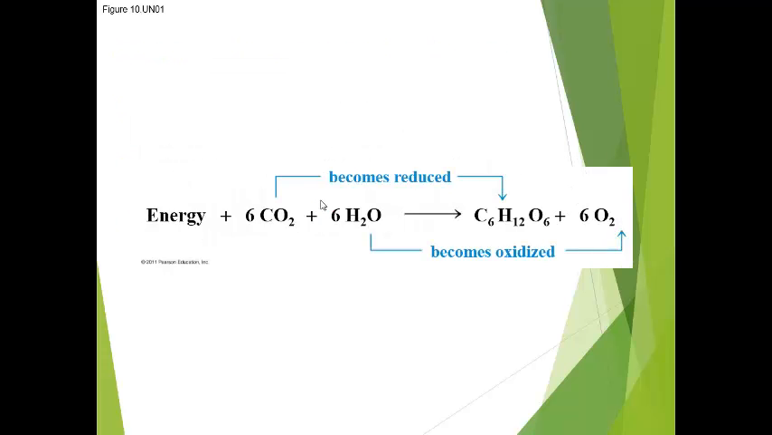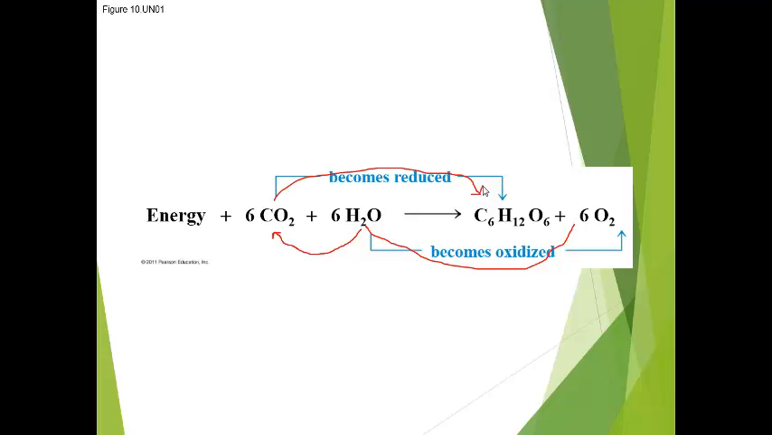Here we see overall what's happening. Water is going to be oxidized, carbon dioxide is going to be reduced. So the electrons are going to ultimately go from water over to carbon dioxide. So you see this water gets oxidized. When it gets oxidized, it loses its electrons. It also loses its protons, and it's going to become oxygen. The carbon dioxide is going to get reduced. It's going to gain electrons, it's going to gain protons, and it is going to become glucose.